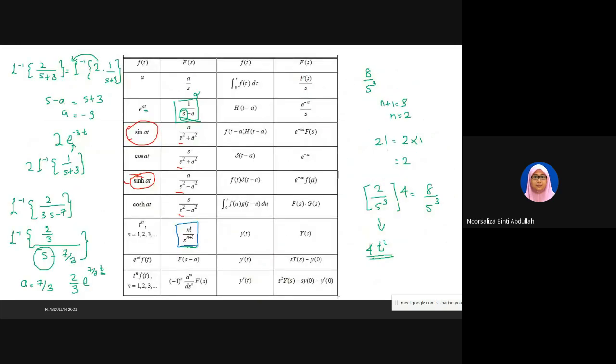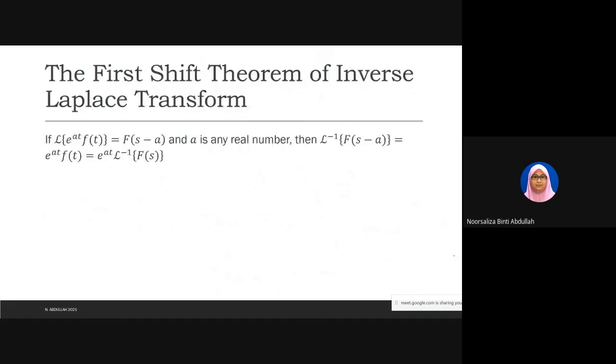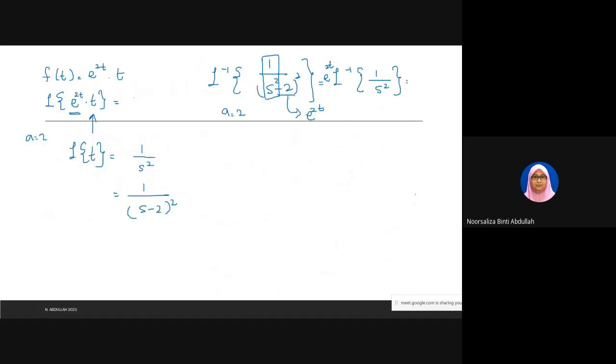1 over S squared is from here. So n plus 1 equals 2, so n equals 1. Then your t is to the power of 1. So this one will be exponent 2t times t. Then you get back the original signal here.